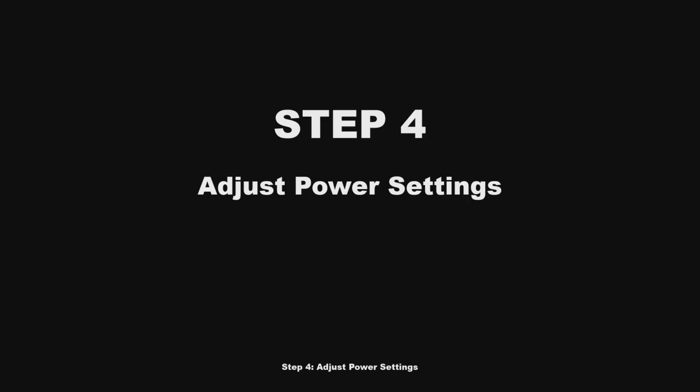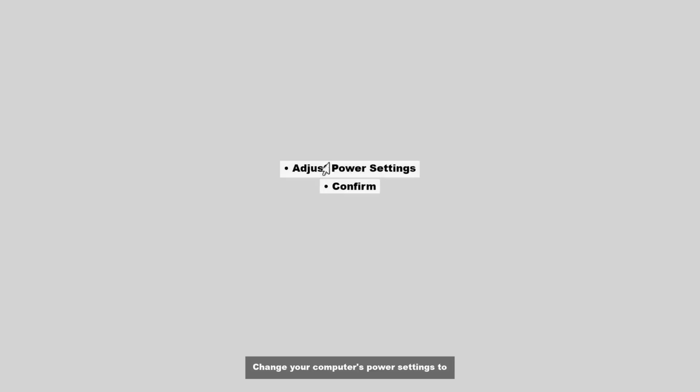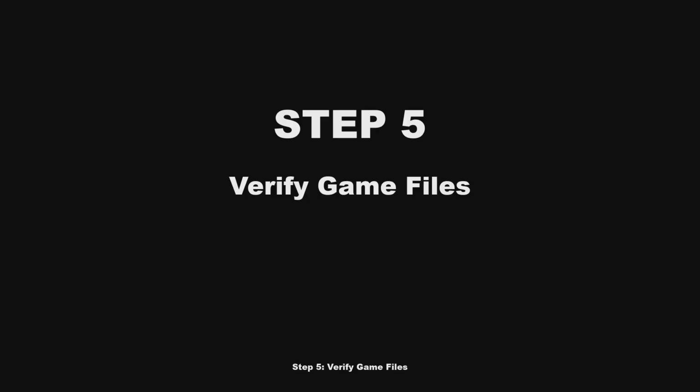Step 4. Adjust power settings. Change your computer's power settings to high performance. This setting ensures that your CPU and GPU run at their maximum potential, which can help reduce FPS drops during gameplay. Step 5. Verify game files.